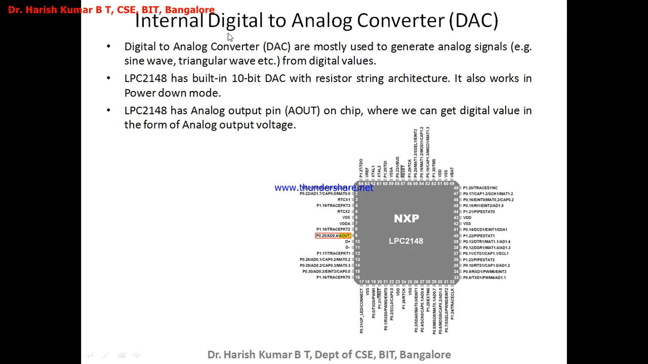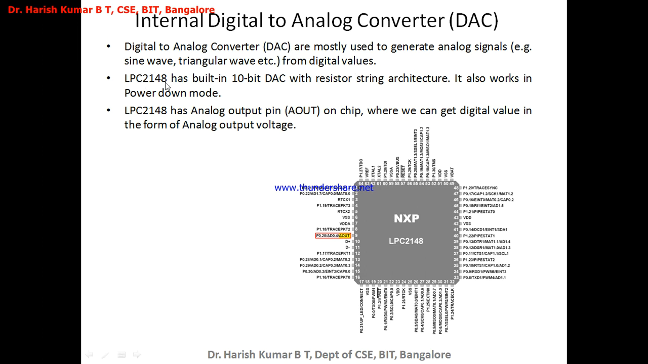Now first this is what we are understanding: the internal digital to analog converter, internal DAC. The DAC is most widely used to generate analog signals, for example sine wave, triangular wave, etc. We are not going to generate the sine wave now. We generate the triangular waveform and the square waveform from the digital data, the digital values.